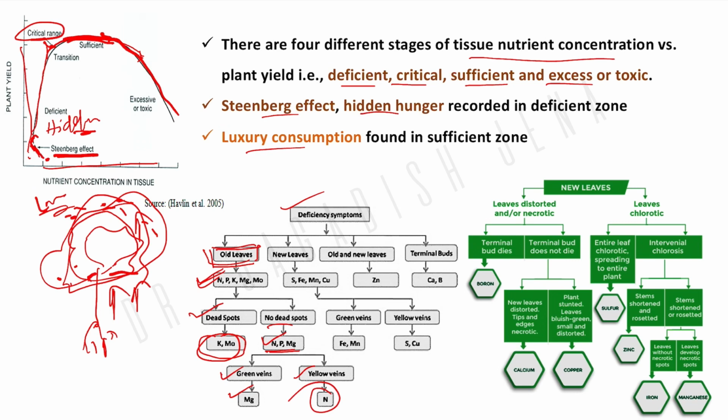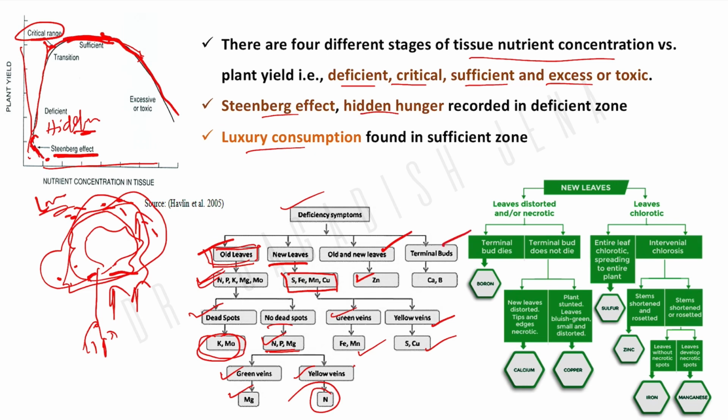That is old leaves, then new leaves. In new leaves you can find deficiency symptoms if there is deficiency of sulfur, iron, manganese and copper. Again, there is green vein if the deficiency of iron and manganese is there. There will be interveinal chlorosis in younger leaves. Then complete chlorosis if there is deficiency of sulfur and copper. Then for old and new leaves both, if there is deficiency of zinc, you can find it in old as well as new leaves.